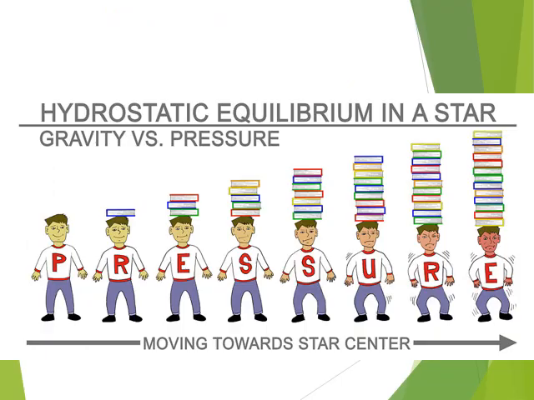I've got a similar diagram here with this guy with a bunch of books on his head. The more layers on top, the more the pressure is going to be. That's why the pressure 12 feet down in a swimming pool feels different than when you're only 1 foot down, because there's less weight of water on top of you. Same thing, the farther you get into a star, the deeper down, the closer to the core, the greater the pressure is going to be.